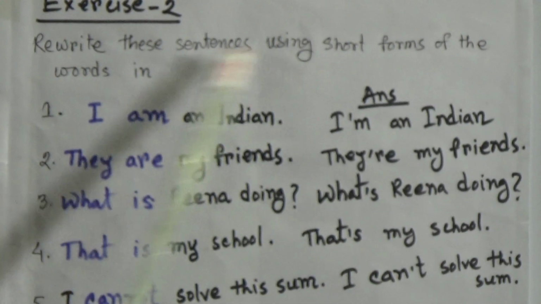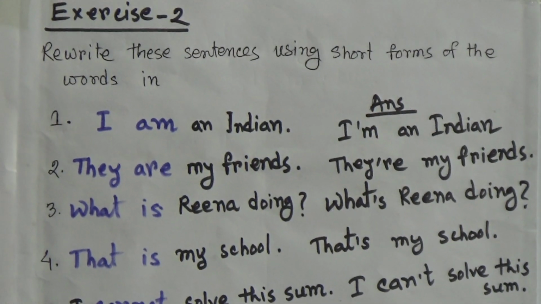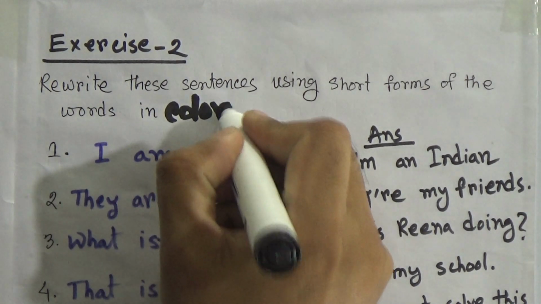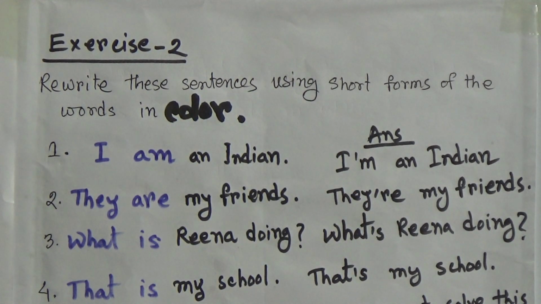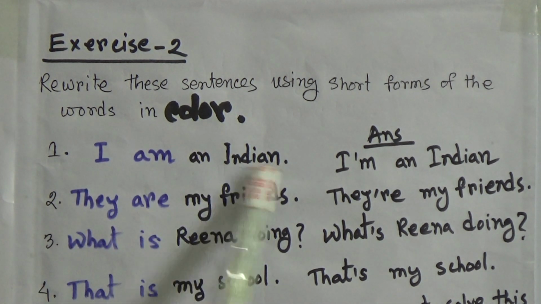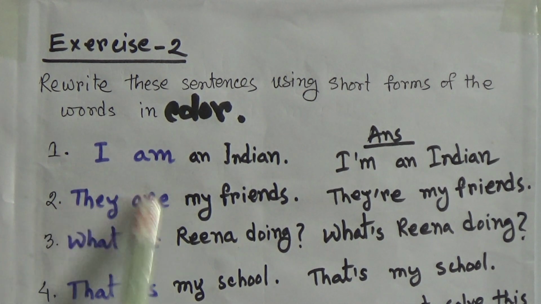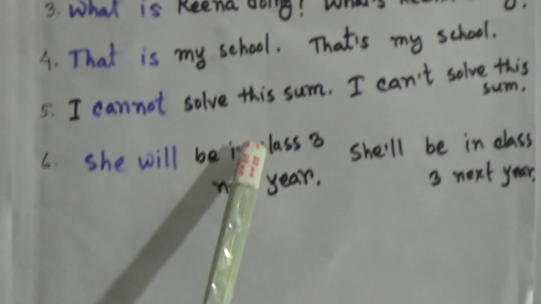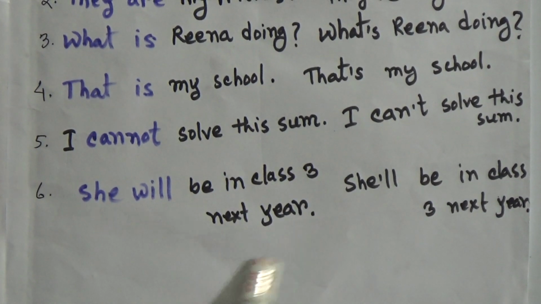Rewrite these sentences using short forms of the words in color. Number 1: I am an Indian. Number 2: They are my friends. What is Rina doing? That is my school. I cannot solve this problem. She will be in class 3 next year.